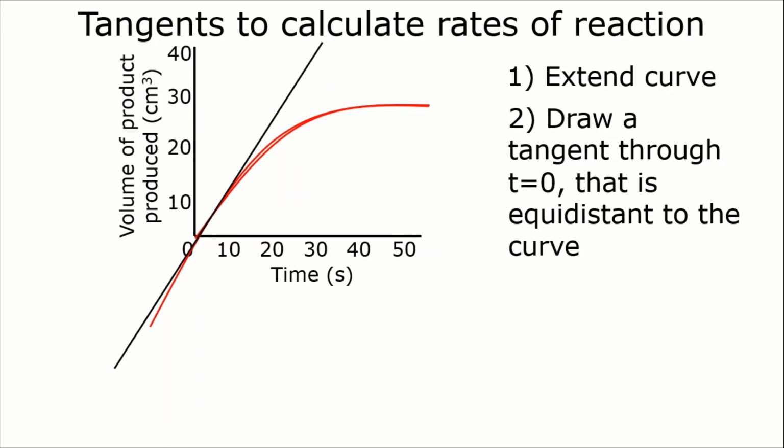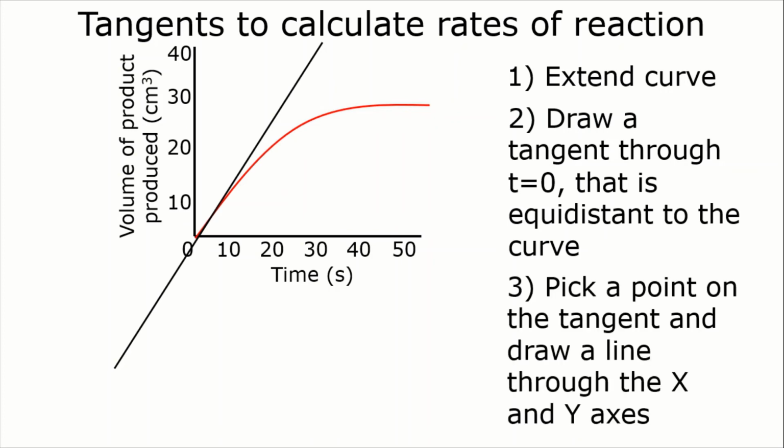So essentially equidistant, it touches the curve and extends away equally on either side of the point where it touches, and essentially this is just preventing it not being so steep on one side and perhaps crossing our curve on the other side. And what we do after that, once we've got our tangent drawn, is that we pick a point on the tangent and we're going to draw a horizontal and a vertical line that cross over the x and y axes. So if you've drawn your tangent correctly, you can pick any point on your tangent and it will give you the same result.